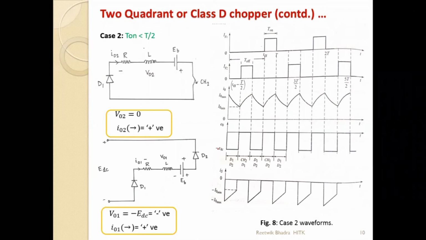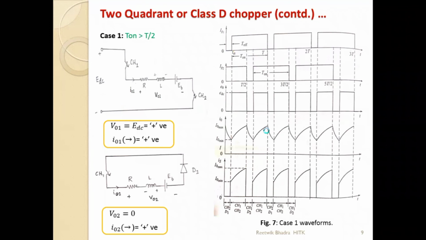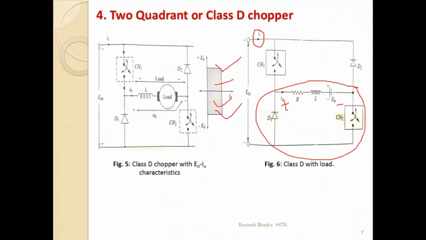During that time we'll get negative voltage minus EDC, and if you calculate the average value, you will get positive current because it is above the zero line. If you calculate the average value of the voltage over here, it will go in the negative direction, so you will have a negative voltage. Okay, so negative voltage, positive current, that means fourth quadrant operation. That's why we are going into first quadrant and fourth quadrant operation.